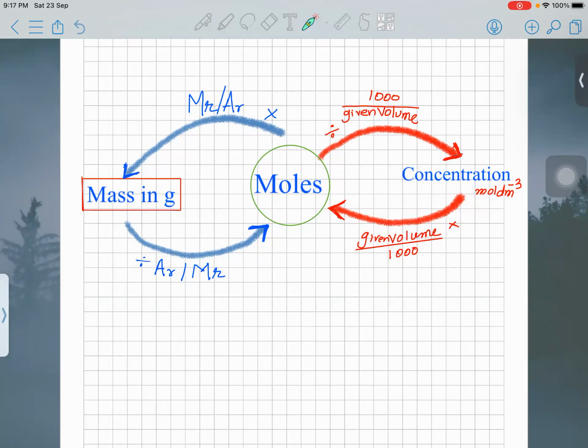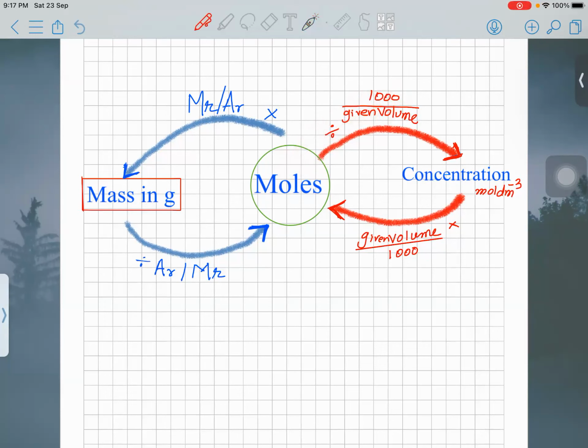So what will you do in the down part? Concentration multiplied by given volume over 1000. Yes. When you multiply concentration by volume and divide it by 1000, you will get the moles again. When you divide by 1000, use this formula, you will get the concentration.